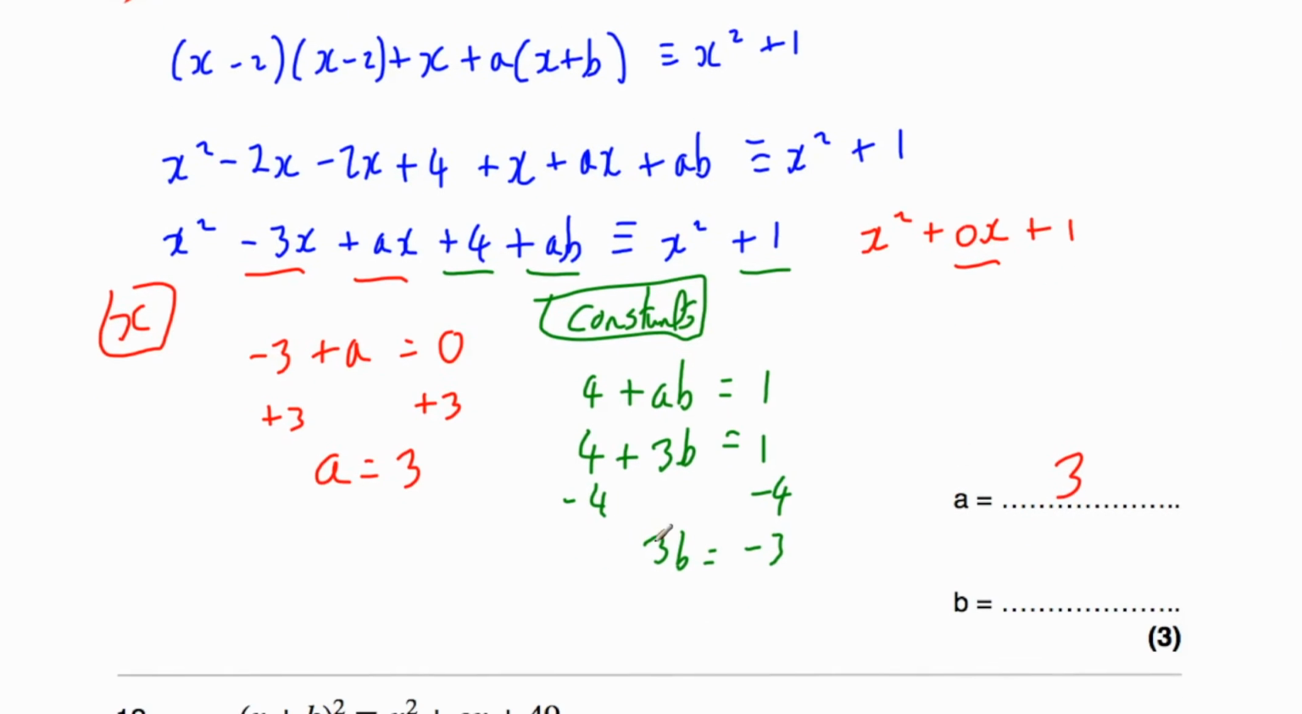And then we want to find out what b is, so we're going to divide by 3 and divide by 3, and that gives us that b is equal to minus 3 divided by 3, which would be minus 1. So it means that b is equal to minus 1. So a is equal to 3 and b is equal to minus 1, and that's it.